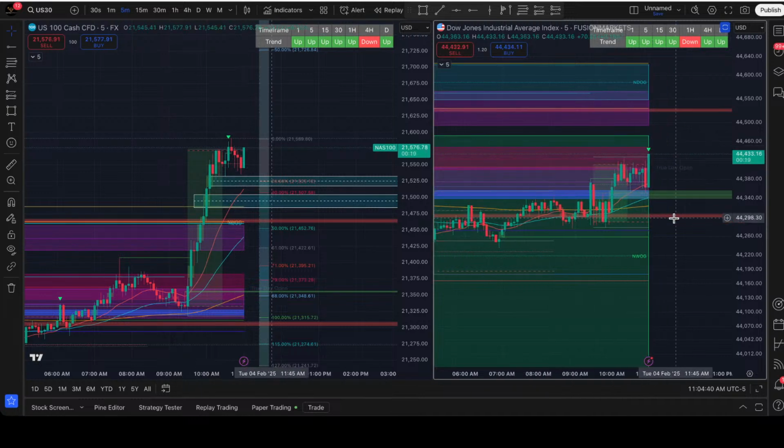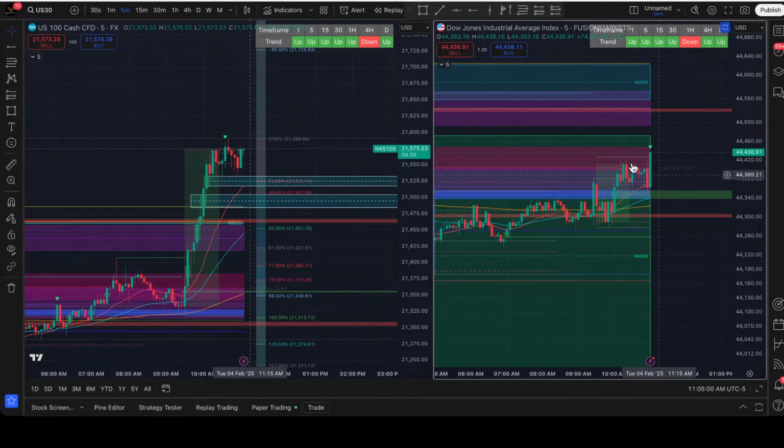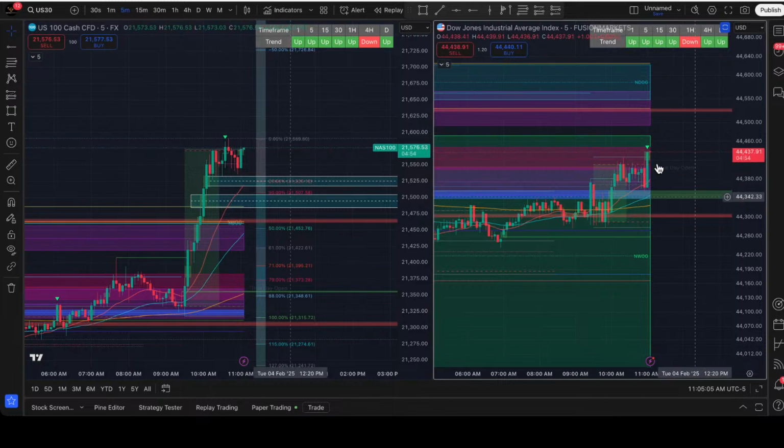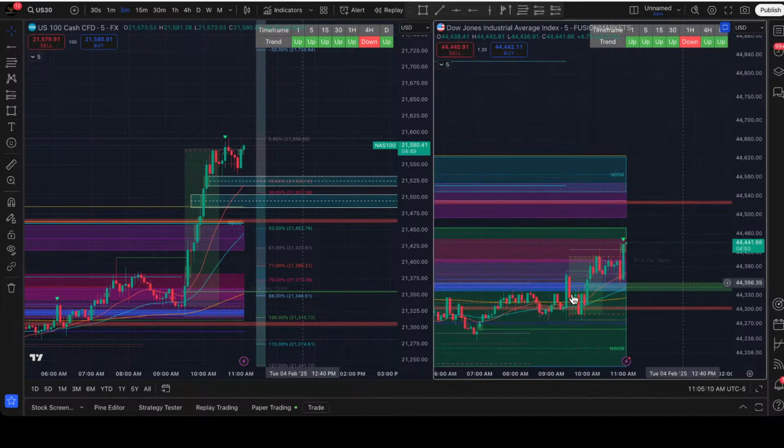Let's see if this confirmation sticks. Seven seconds. Okay, so we have a bullish confirmation on US 30. We're right at the purple zone. We're well above the blue. Let's see if it creates a fair value gap, taps and runs from here.